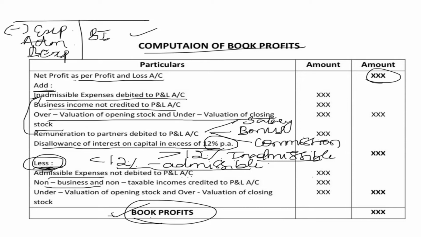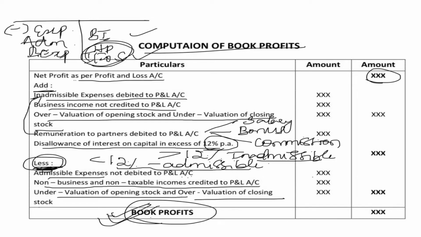If they have considered any kind of non-business income, for example house property or income from other sources, these items are not related to business or profession, and hence they should not have been considered on the credit side of the P&L account. If they have, then you will deduct the value to get proper book profit. And if there is any undervaluation of opening stock or overvaluation of closing stock, then in that case we will deduct the value. So after adding or deducting the given values, the final answer which we get is called book profit.